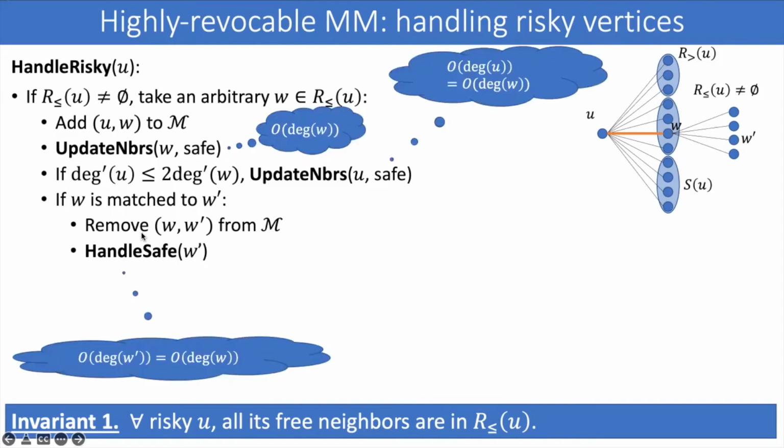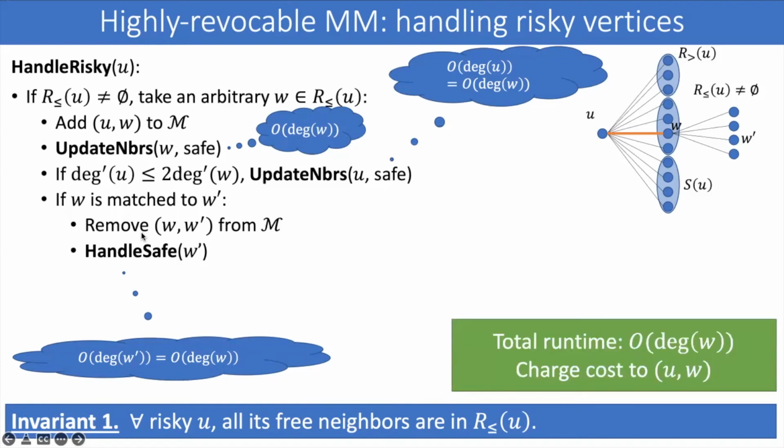The total time this procedure takes, ignoring the call to handle safe, is proportional to degree of W. From the previous case, we know that handle safe also takes time proportional to degree of W. Note that U is a risky vertex, and we might not have enough credits assigned to it. As a result, we will charge the cost of this procedure, which is O of degree of W, to the creation of the new matching edge, UW. This is in check since every matched edge can be charged a cost proportional to the minimum of degrees of its endpoints.